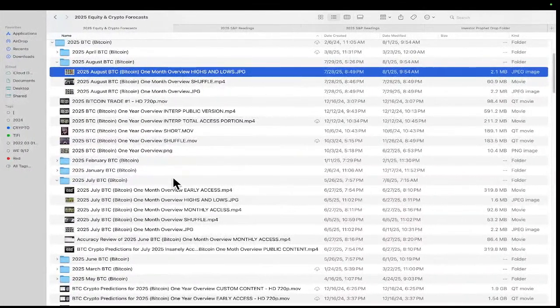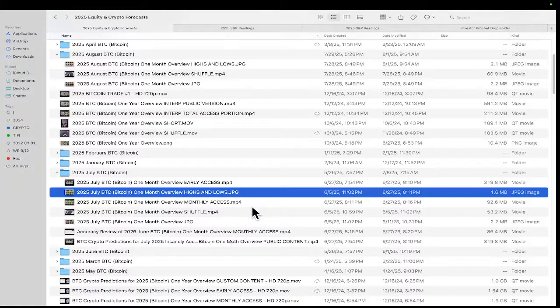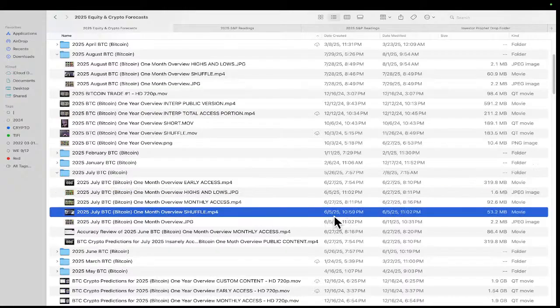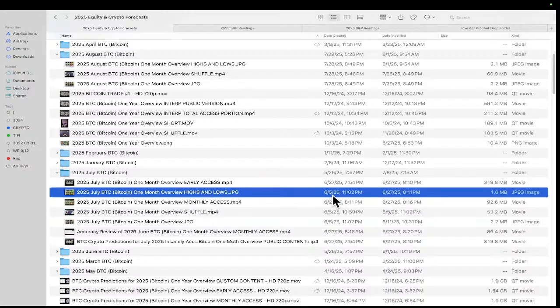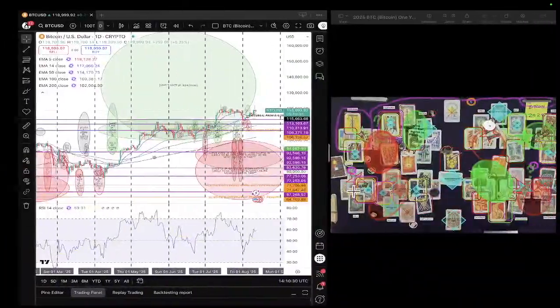If you're wondering when the July reading was created, the shuffle file was created on June 5th, 2025. The image file that we were just looking at, June 5th, 2025, 11:02 p.m. When I double click, it takes us here. So that was July. All right.